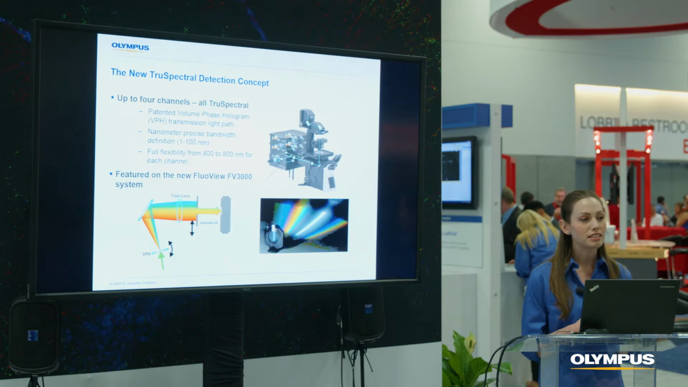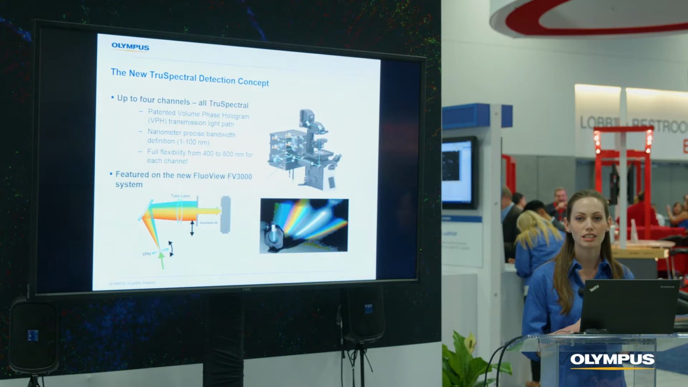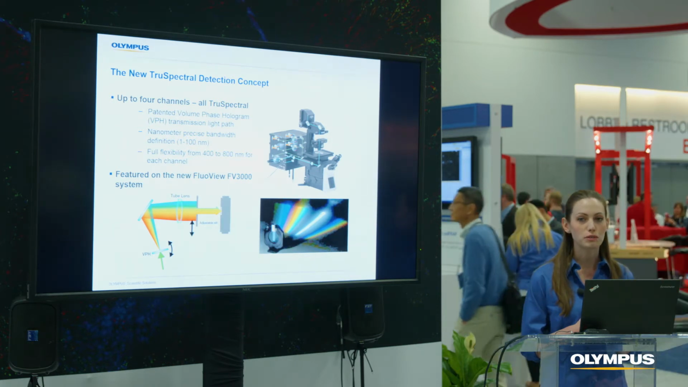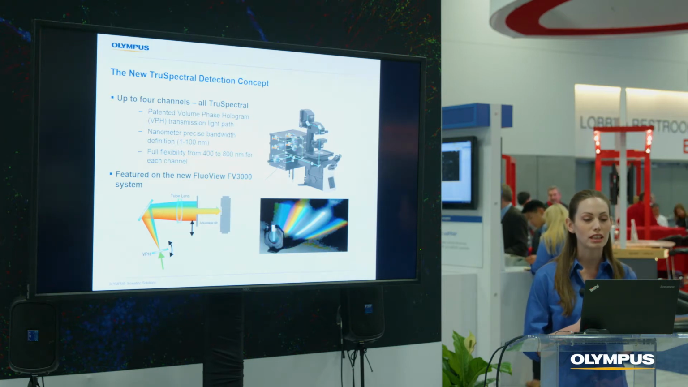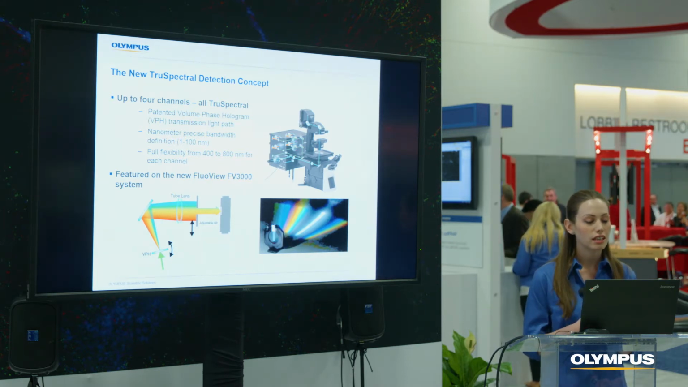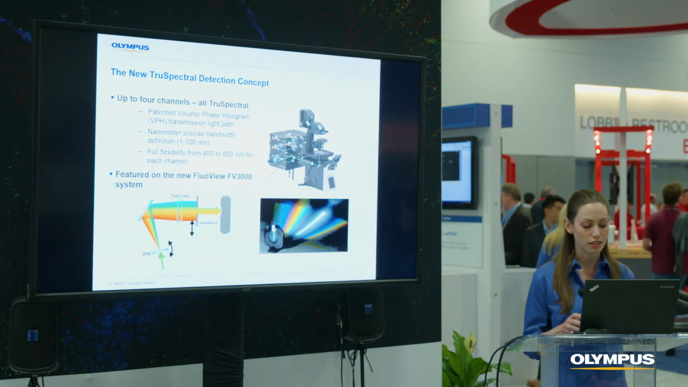Now, the advances that have recently been made in spectral detection include the true spectral detection concept, which is featured on the brand new FluoView 3000 system. And what it allows is for up to 4 channels of all true spectral detection. We use a patented volume phase hologram transmission light path. And so what this allows is for a higher transmission of light from the emission to the detector. It gives the users nanometer precision bandwidth definition, all the way from 1 nanometer up to 100 nanometers. And it gives full flexibility from 400 to 800 nanometers for each channel.